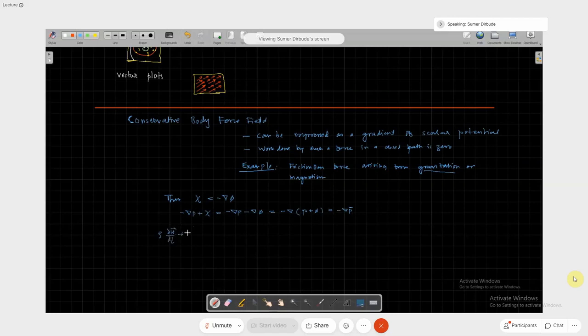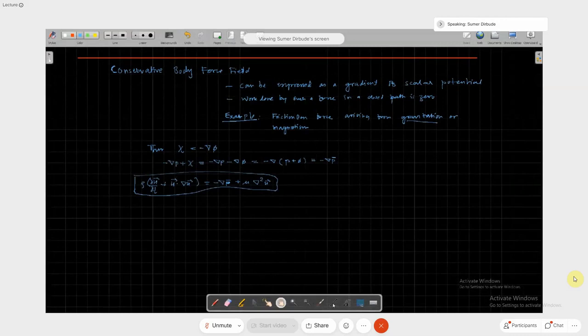Del u by del t plus u dot gradient of u is equal to, now I don't have to write chi, so I write P bar, or generally you will see P only, minus gradient of P plus mu del square u. You won't often see chi in governing equations, because they consider the equation to be for a conservative body force field. So this becomes your momentum equation, and we'll be using this particular form of equation.